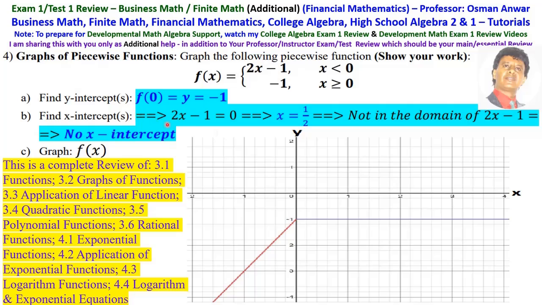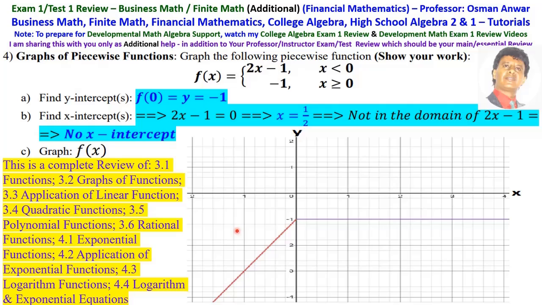Then find the x-intercept. Then 2x minus 1 is equal to 0. 2x equals 1, then x is equal to half. So that is not in the domain of 2x minus 1. So half is not in the domain. x has to be less than 0. That means x equals half is not included in the domain of 2x minus 1. That means no x-intercept. Okay.